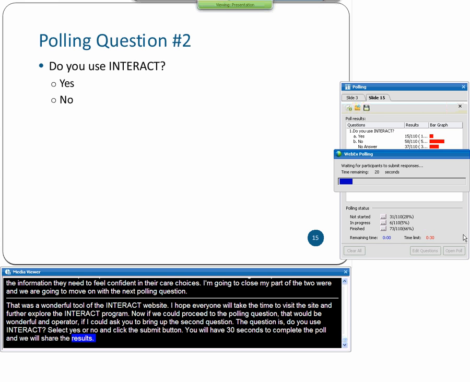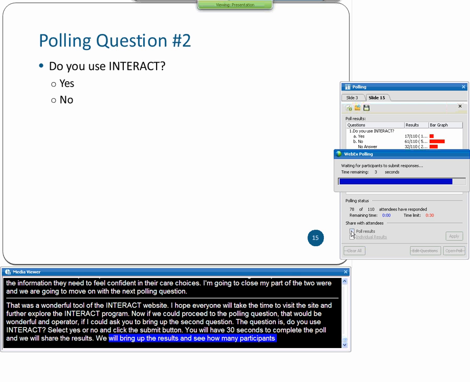If I could ask the operator to please bring up the results to the polling questions here, and we will see how many of our participants are currently using Interact. It's always exciting. It's kind of like the Oscars. Could I have the envelope, please?